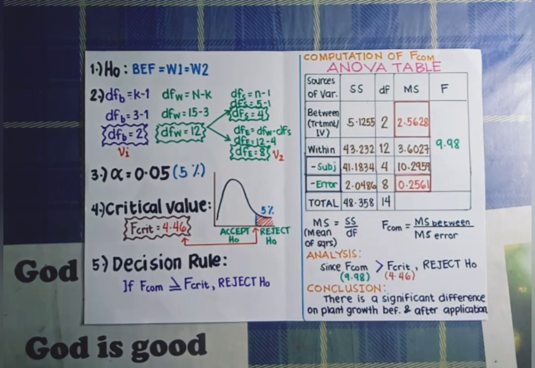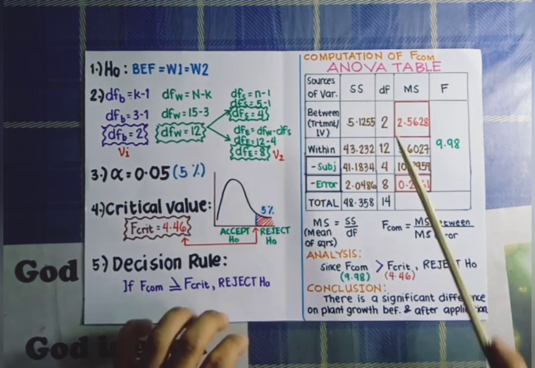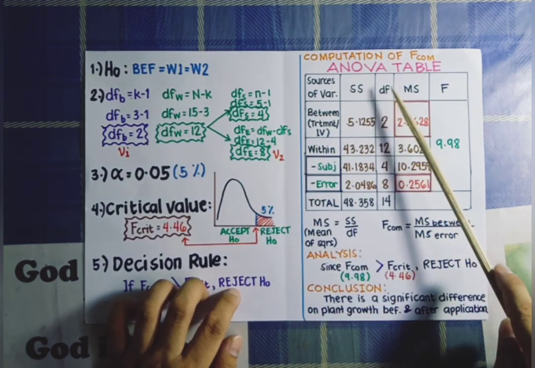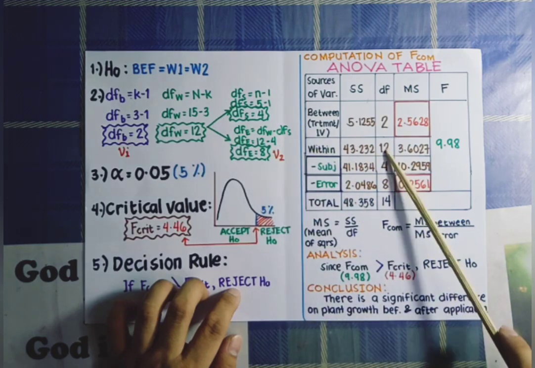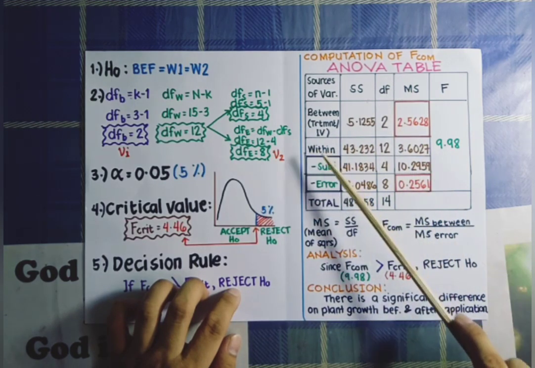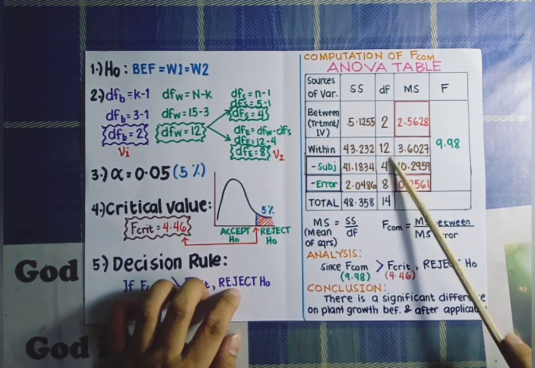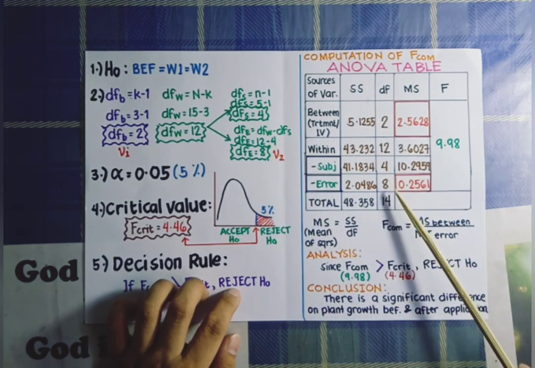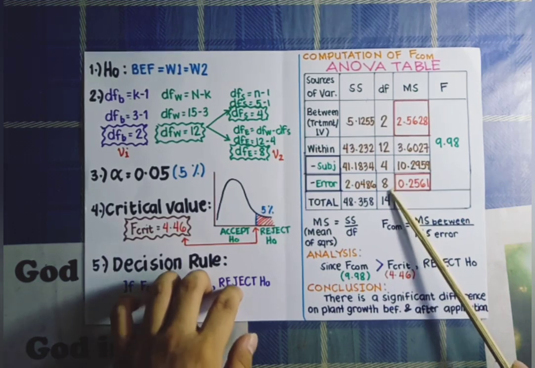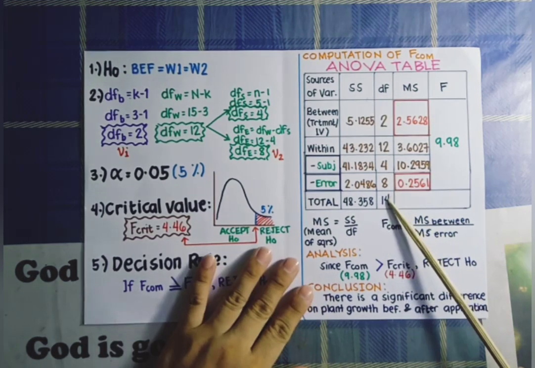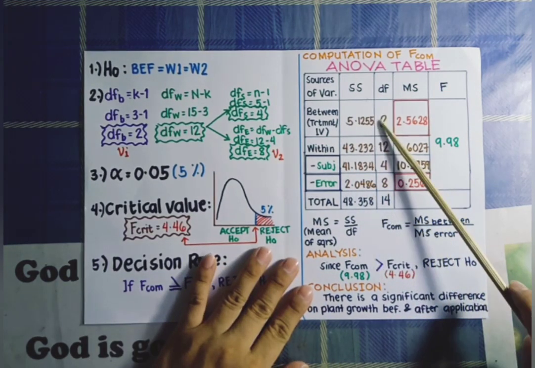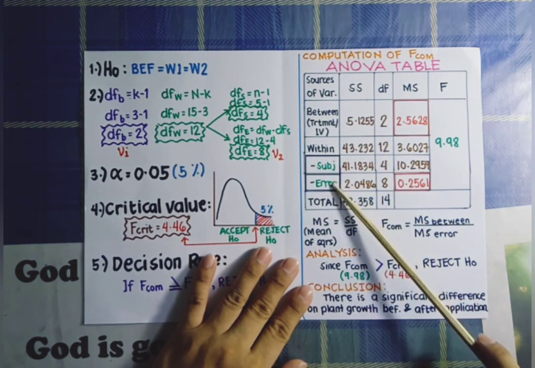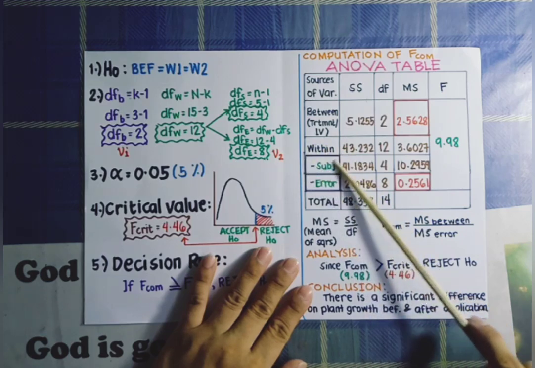Now, for the degrees of freedom, the degrees of freedom for between is 2. The degrees of freedom for within is 12. The degrees of freedom for subjects is 4. And the degrees of freedom for error is 8. And we have here a total of 14. Now, again, 14 is just the sum of 2 and 12, the between and within, because subjects and error here are just subsets of within.